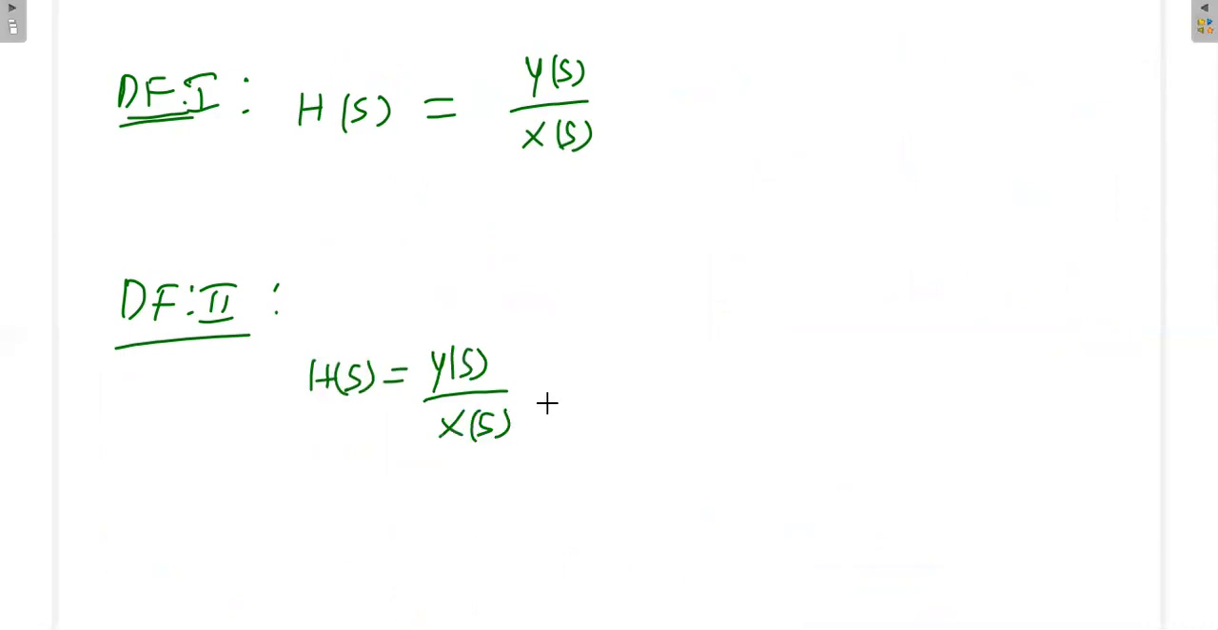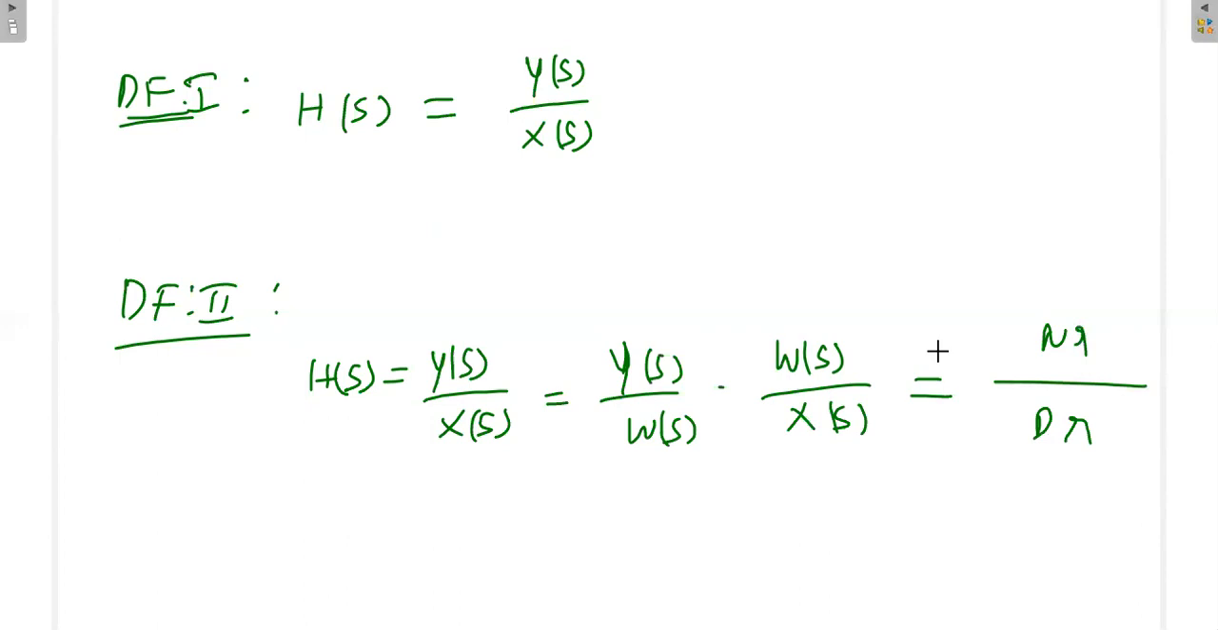But in this case, we are introducing something new, that is y of s divided by ws, divided by xs. Then we try to implement it as a single diagram. If you follow this method, you will get a common integrator. So whatever expression is given as numerator by denominator, we have to split in this way, and operate on the parts separately.